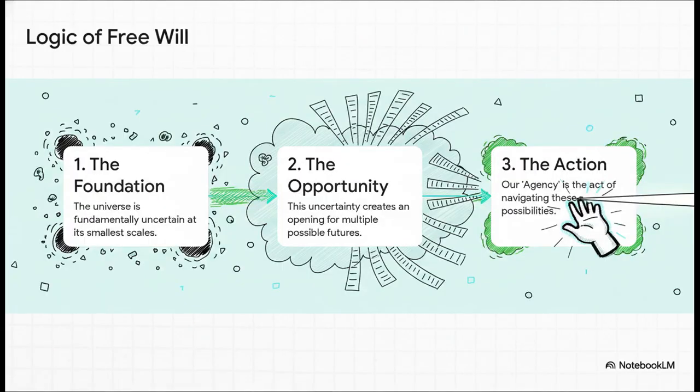So here's how the logic stacks up. One: the universe is built on a foundation of fundamental uncertainty. Two: in any single instant, this uncertainty doesn't give us one future, it gives us a whole spectrum of possible futures. And three: our agency, that power we found in the now, is the very act of navigating that cloud of possibilities and making one of them real.